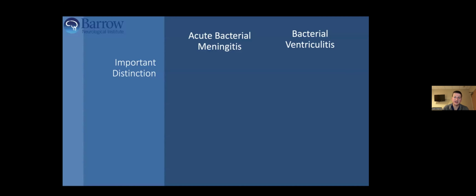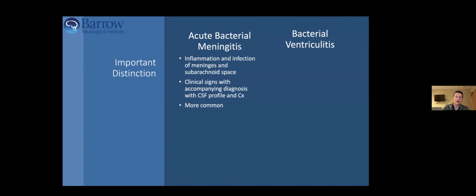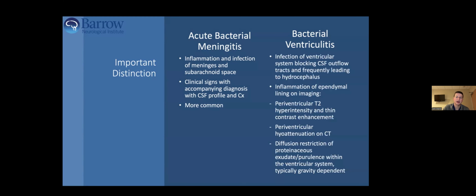I do think there's an important distinction to be made between meningitis and ventriculitis, terms that I've seen frequently both here and at St. Joe's used interchangeably, but have different clinical courses and certainly different levels of severity. So acute bacterial meningitis, as I had mentioned, is inflammation and infection of the meninges in the subarachnoid space, diagnosed via clinical signs like headaches, nuchal rigidity, fevers, nausea, and vomiting, with an accompanying CSF profile and culture suggestive of bacterial infection. This is certainly a more common diagnosis than bacterial ventriculitis.